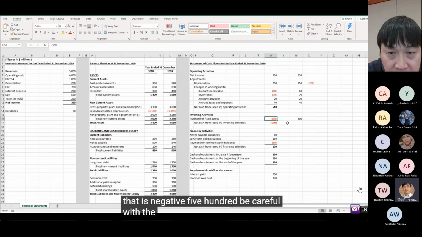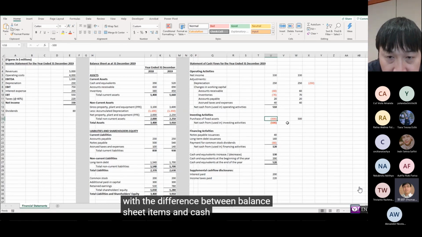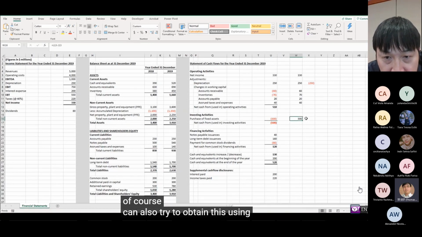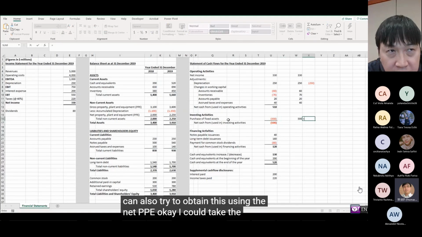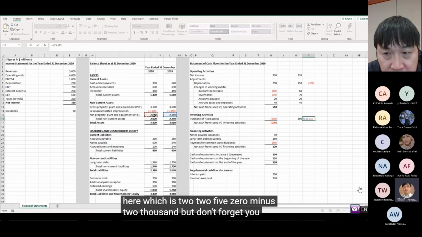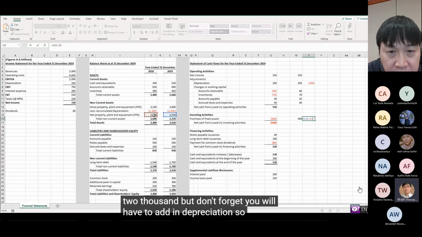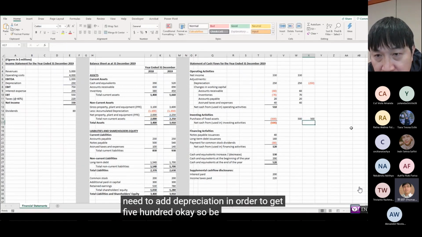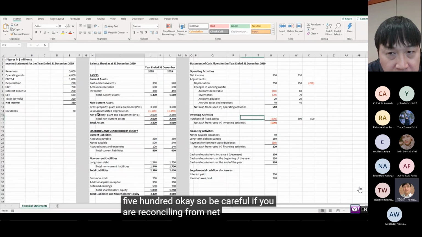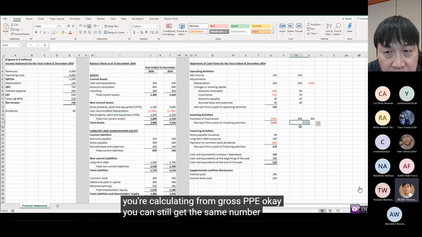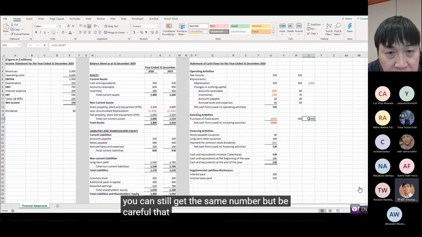Be careful with the difference between balance sheet items and cash flow statements. Now, of course, I can also try to obtain this using the net PPE. I could take the net PPE here, which is 2250 minus 2000, but don't forget, you will have to add in depreciation. So I will need to add depreciation in order to get 500. So be careful if you are reconciling from net PPE or calculating from gross PPE. You can still get the same number, but for net PPE, take the difference, but add in the depreciation for the year.